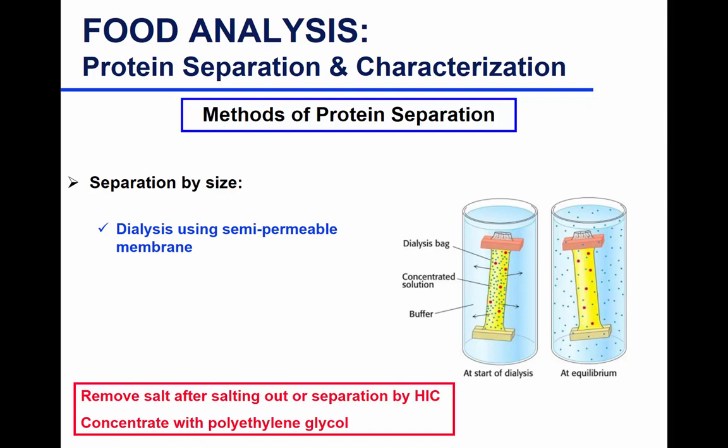Moving on from separation by adsorption to separation by size. So let's say you have used salting out to salt out the protein. That means you added ammonium sulfate and you precipitated that protein because of the ammonium sulfate. You have a lot of salt with that protein now. You don't want that salt in your protein. You won't have a functional protein ingredient, or a protein that you can characterize later on. You want to remove the salt.